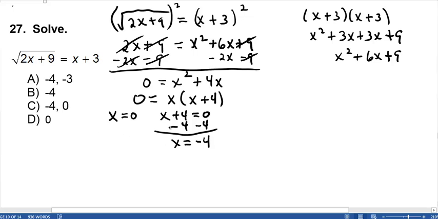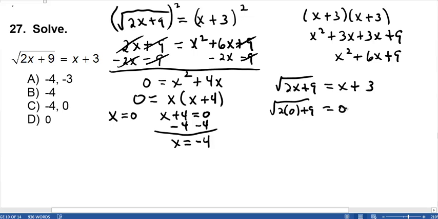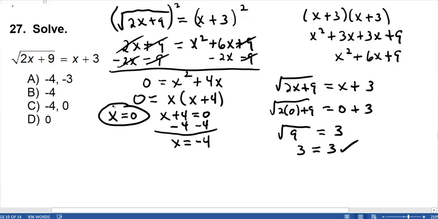So we go back to the original problem and substitute these values in for x. So we'll check the 0 first. So we have the square root of 2 times 0 plus 9 equals 0 plus 3. So I've substituted 0 in for x. That gives me 2 times 0, which is 0, plus 9 is 9. And 0 plus 3 is 3. The square root of 9 is 3. So the left-hand side equals the right-hand side. So 0 is a solution.